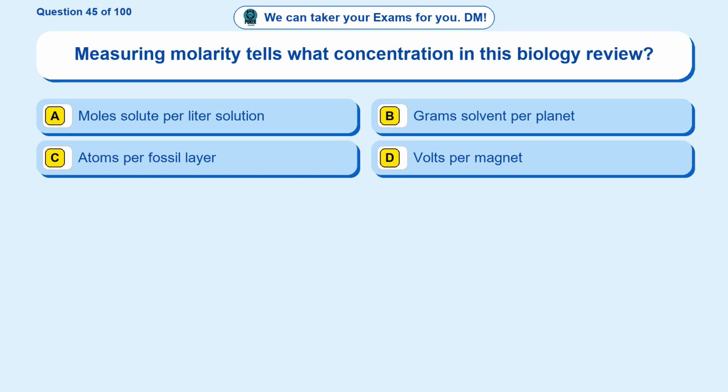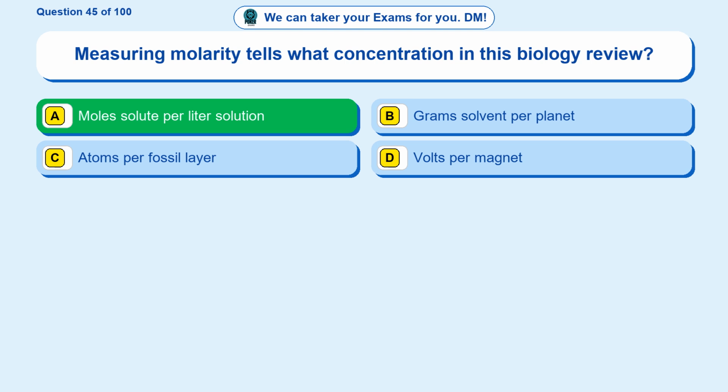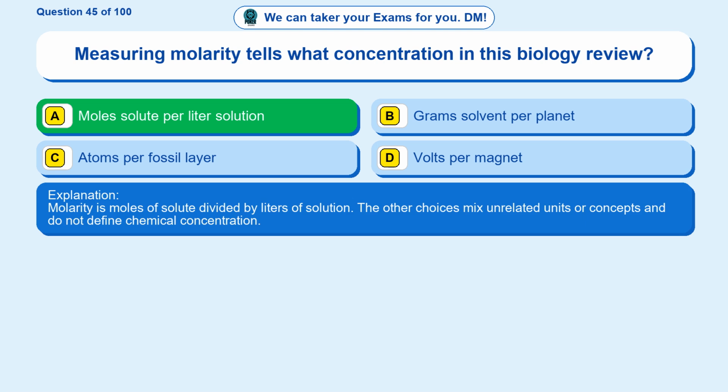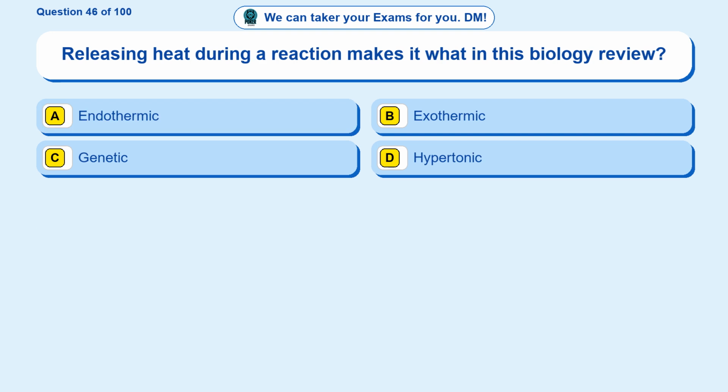Question 45. Measuring molarity tells what concentration in this biology review? Option A, moles solute per liter solution. Option B, grams solvent per planet. Option C, atoms per fossil layer. Option D, volts per magnet. The correct answer is option A, moles solute per liter solution. Molarity is moles of solute divided by liters of solution. The other choices mix unrelated units or concepts and do not define chemical concentration.